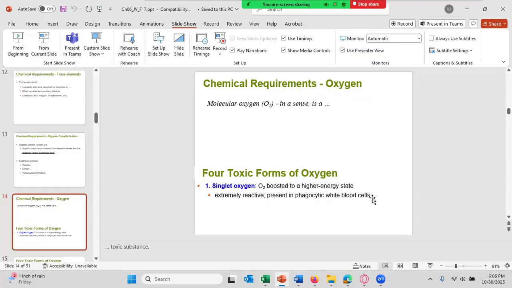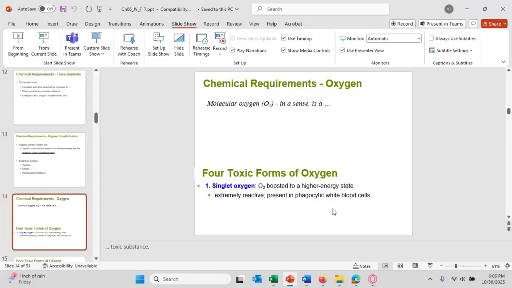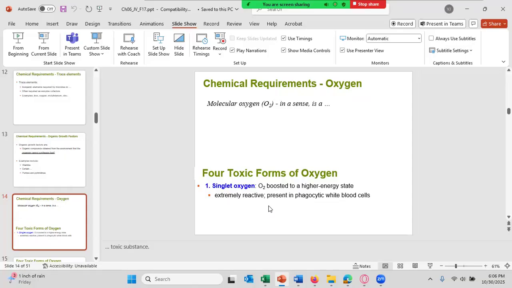Even white blood cells, which have some non-specific defenses, can use singlet oxygen to then secrete that against a pathogen or something that's in the body, and the white blood cell goes up to it. It can release the singlet oxygen onto the pathogen with the intention of eventually killing it. Any question about any of that?